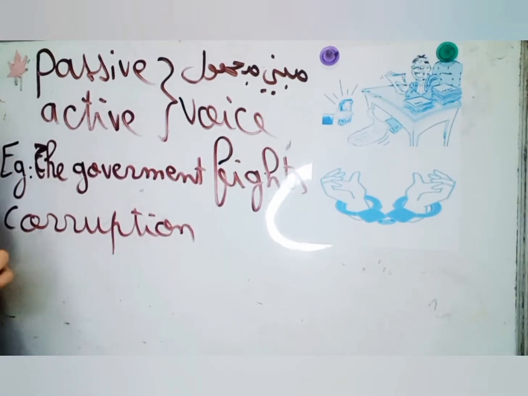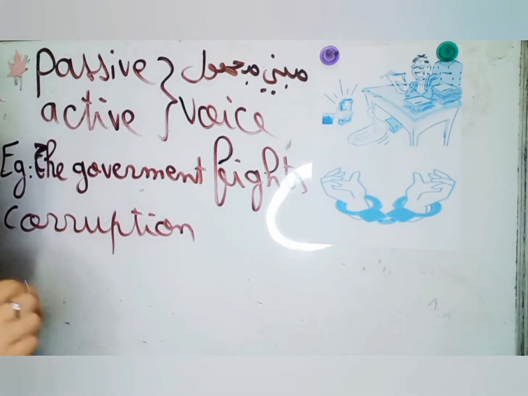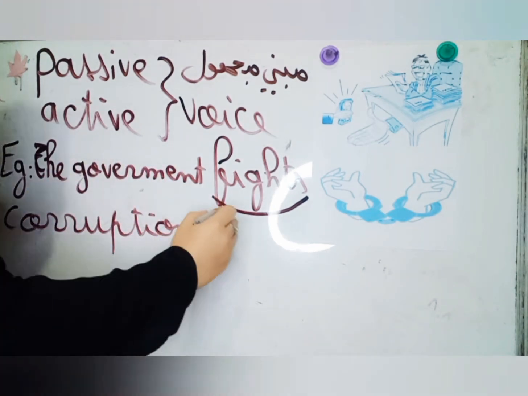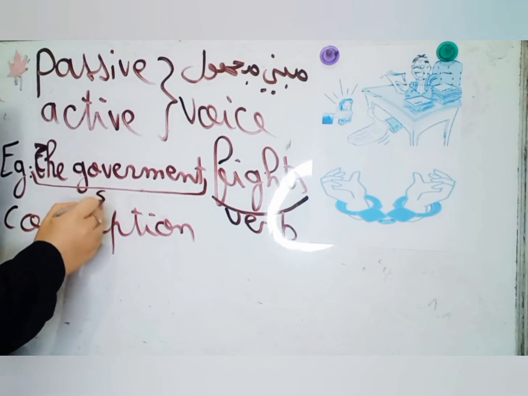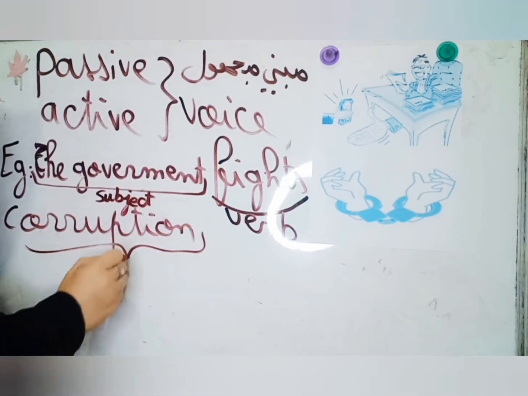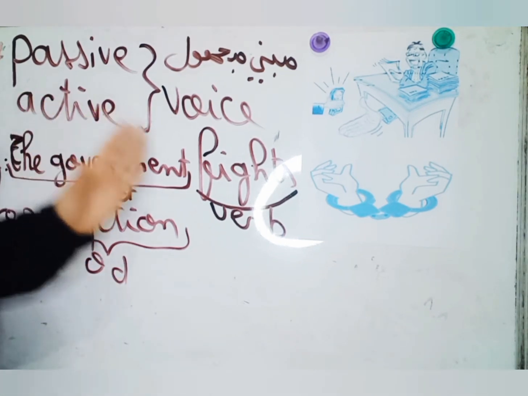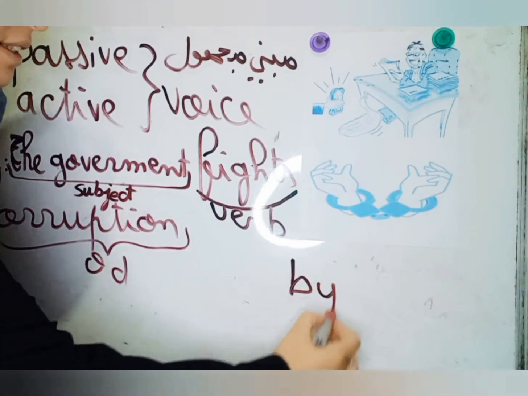The first thing you do, أول حاجة نديروها: the government fights corruption. You have to look at the verb here. Fights, here we have a verb. And the government is what? It's a subject. Corruption here is a direct object. Active voice. هذه جملة active. كيف عرفناها؟ We don't have by.